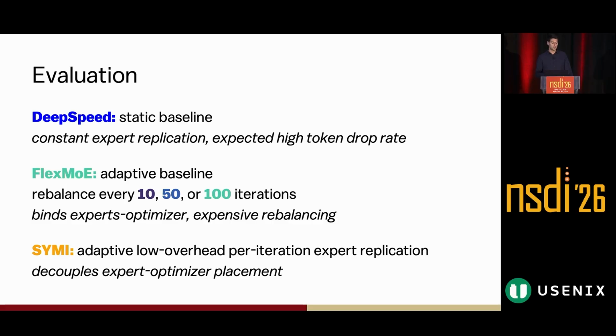We are comparing SYMI against DeepSpeed, a static placement baseline that at the time of this evaluation was a state-of-the-art system, supports constant expert replication, and also against FlexMOE, which supports adaptive expert replication, but it binds experts with their corresponding optimizer. As a result, it has to pay the cost of moving the optimizer, and to amortize this cost, it rebalances experts infrequently, every 10, 50, and 100 iterations in different flavors in this evaluation section. And then we have SYMI that decouples optimizers from their experts and rebalances on every training iteration.